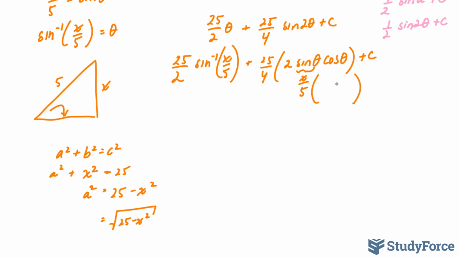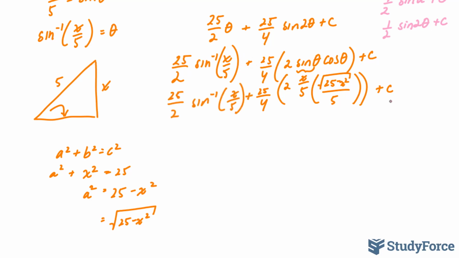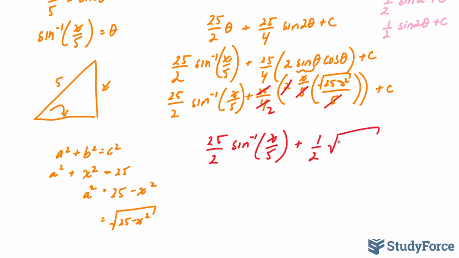So x over 5 times the square root of 25 minus x squared over 5 times 2 times 25 over 4 plus c plus this expression. For our final step, you can simplify this expression, and let's do that. 25 over 2 sine inverse of x over 5. Cleaning all of this up, this becomes a 2, that becomes nothing. 25 divided by 5 is equal to 5 half times the square root of 25 minus x squared plus c.